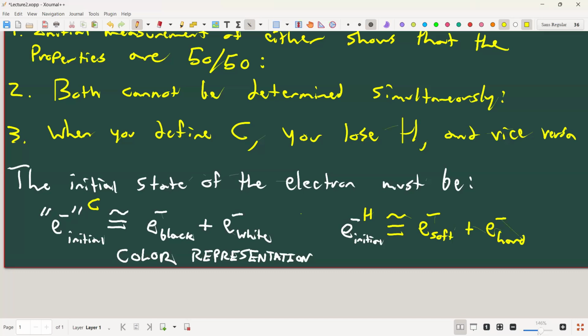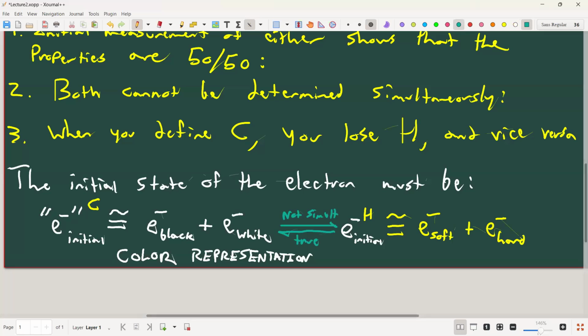So you can say that these are both true, but not simultaneously true, one or the other. You can pick one or the other, and when you take one, you lose the other. We can measure our electron and just know that it's black. Then its hardness characteristic is soft and hard. We don't know anything about it.